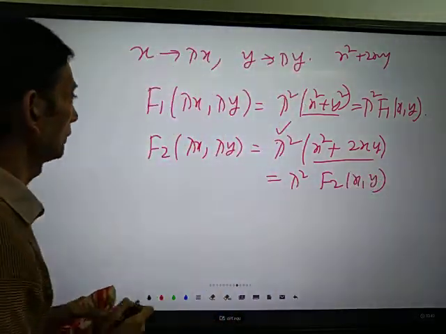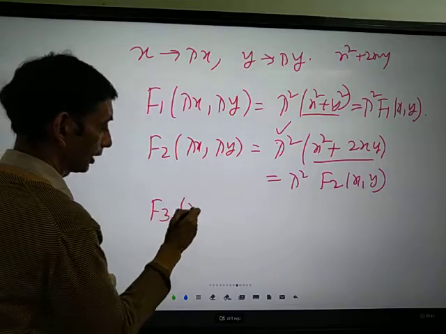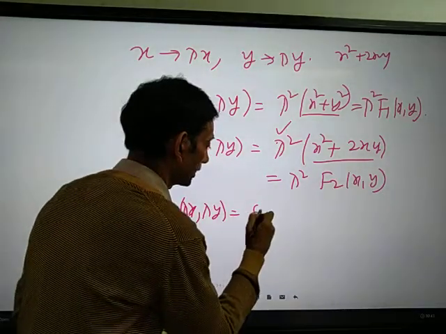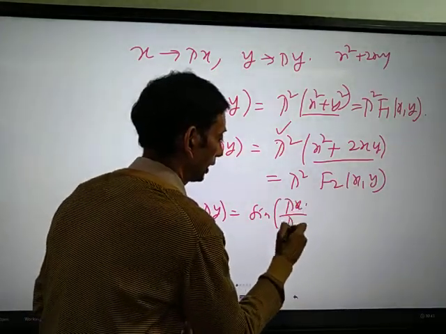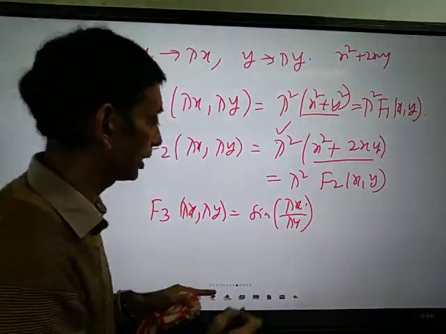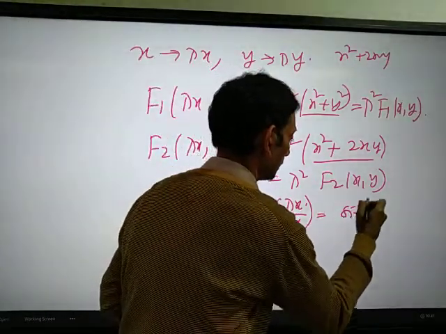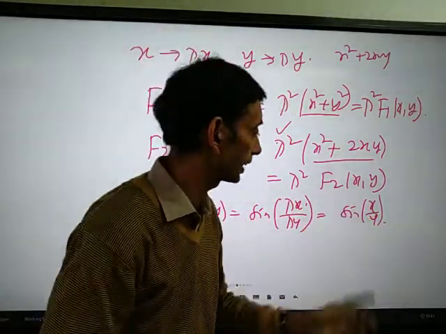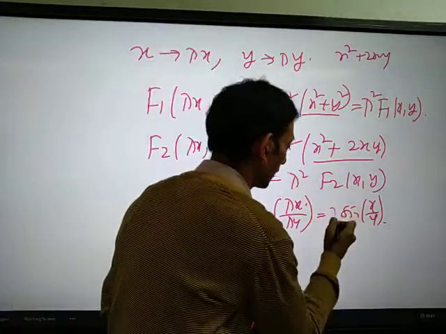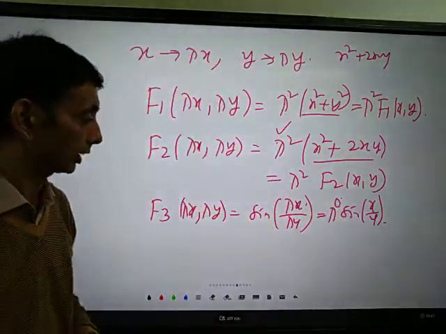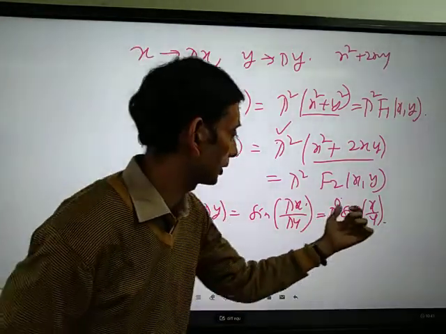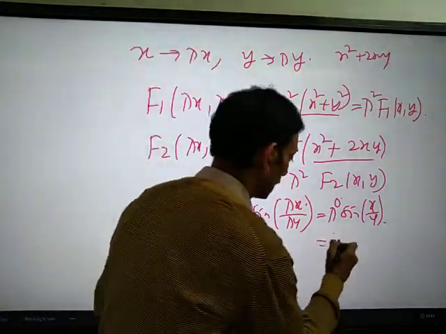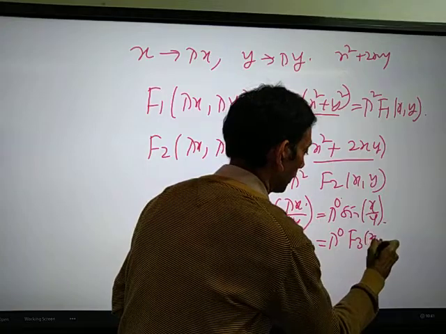Fine. Let's come to f3 xy, that is f3 lambda x, lambda y, that is sine x by y. I'm just going to write sine lambda x by lambda y. So what you can do is cancel lambda. So this is sine x by y. There does not exist any term consisting of lambda, so you can write lambda to the power 0. You can express this function as lambda to the power 0 sine x by y. But what is sine x by y? Sine x by y is f3. That is lambda to the power 0 f3 x comma y.